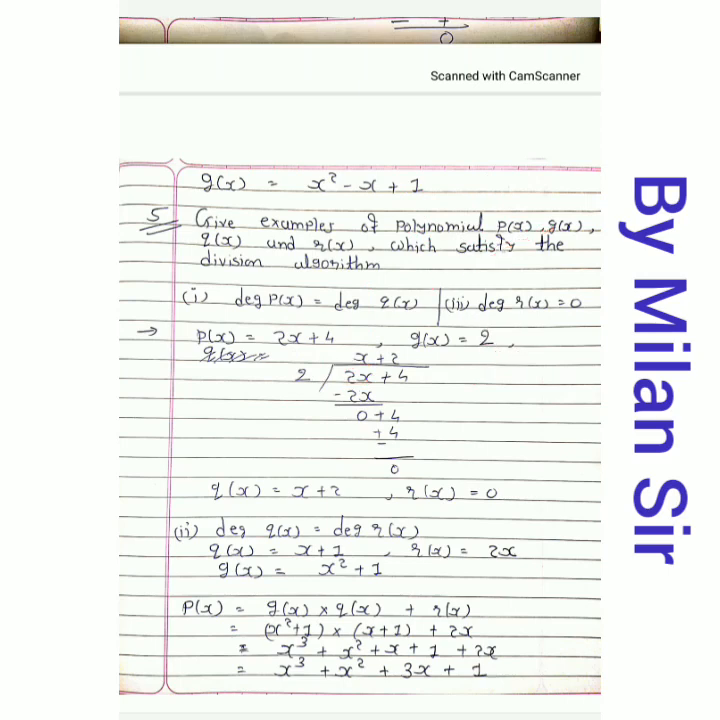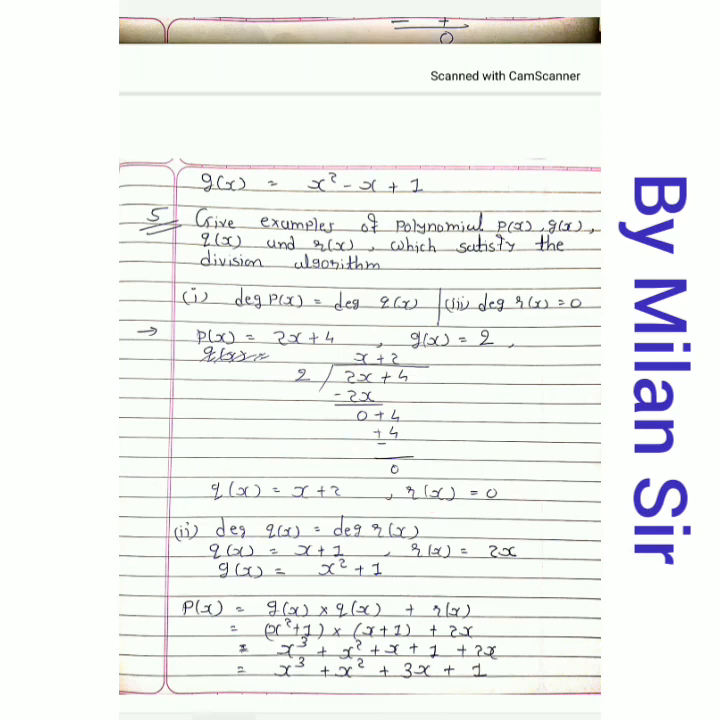Now my 2 into x, 2x, then the subtraction process. So 2x and 2x cancel. Then plus 4 comes down. Now 4 minus 4, 0. So my quotient is x plus 2 and my remainder r of x is equal to 0.